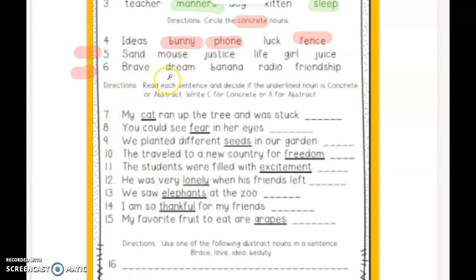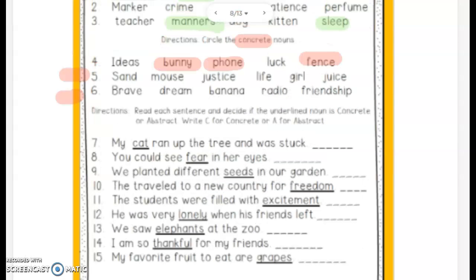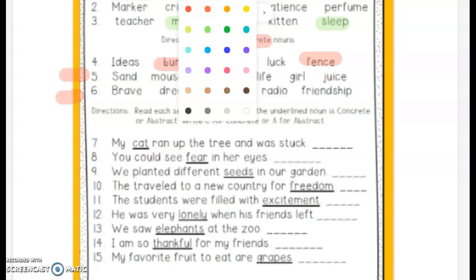In the third part, it says, read each sentence and decide if the underlined noun is concrete or abstract. Write C for concrete or A for abstract. So let's look at this first one. Number 7. My cat ran up the tree and was stuck. Can I see a cat? Yes, so that would be concrete.